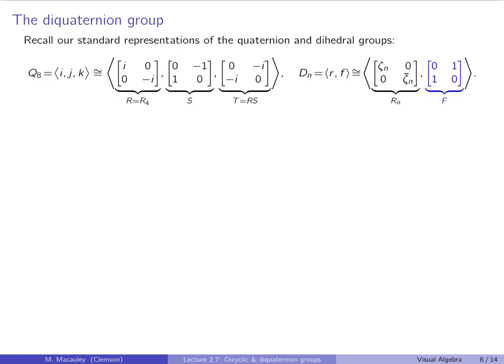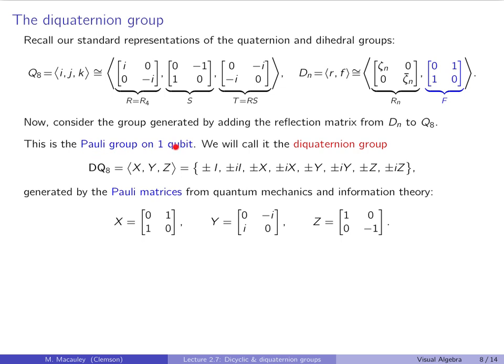Now it's time for our second construction. For this, let's take our standard representations of the quaternion group Q8, here they are, and the dihedral group Dn, generated by Rn and F. Let's think about what happens if we take a reflection, that is, take this matrix and throw it into this group, so we include it as a generator. This is called the Pauli group on one qubit, named after physicist Wolfgang Pauli. I will call it the diquaternion group because it's really just the quaternion group with a reflection added in.